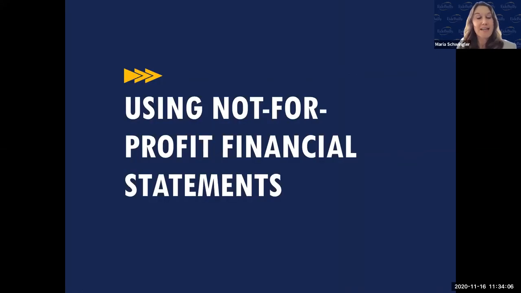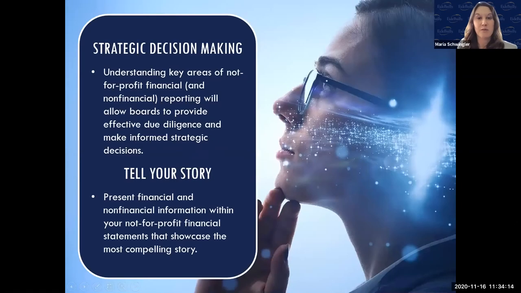So in this last section, we're going to touch on some ideas on how to use these nonprofit financial statements beyond just required annual reporting. Two ways in which you can do so are using them for strategic decision-making and storytelling.